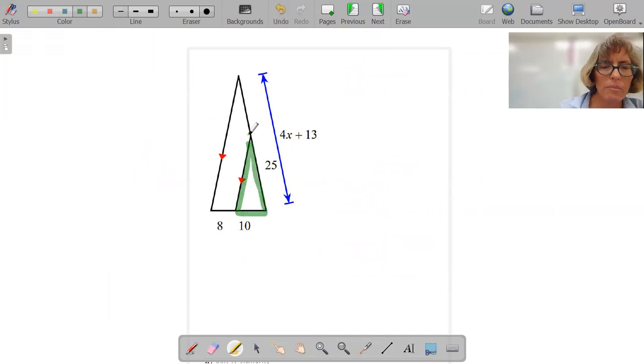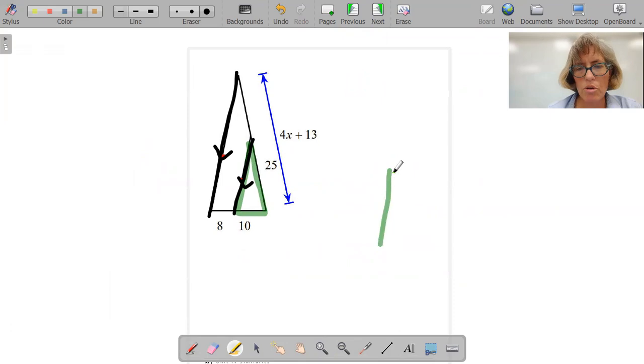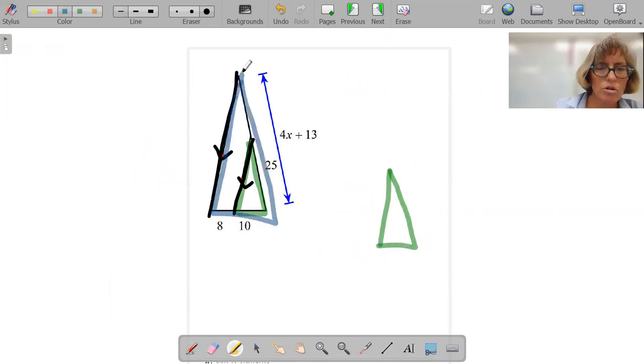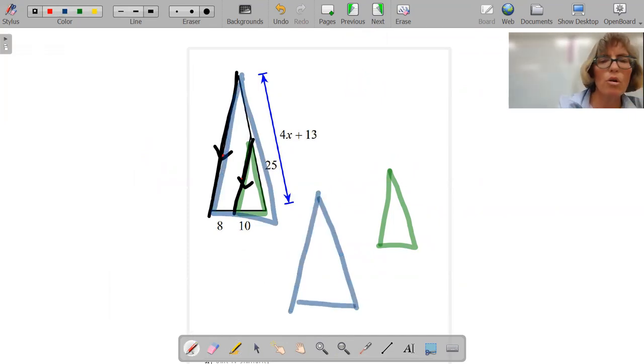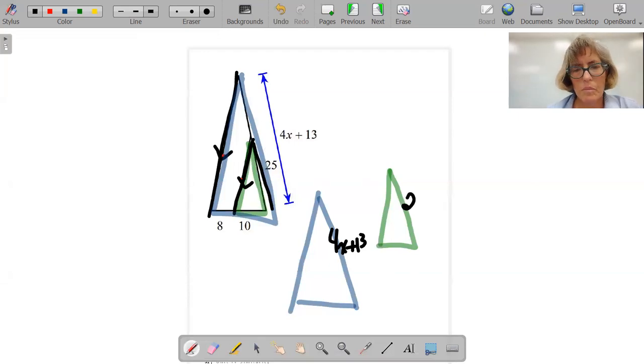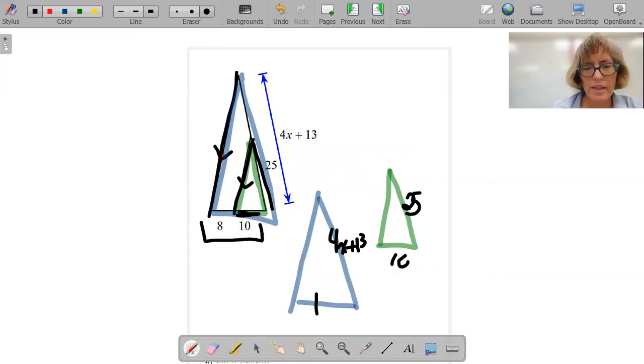We have overlapping. Notice, just again, we have parallel lines. None of this works unless you have parallel lines. So we have one triangle. Try to draw this a little bit more to scale. Larger triangle. Let's pull over our information. This little guy is 10, and this whole guy is 18.